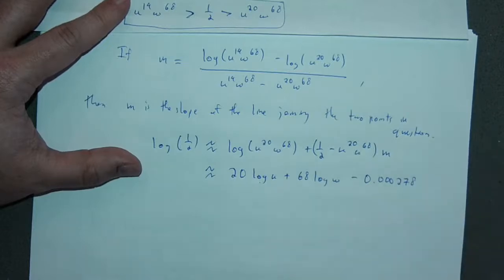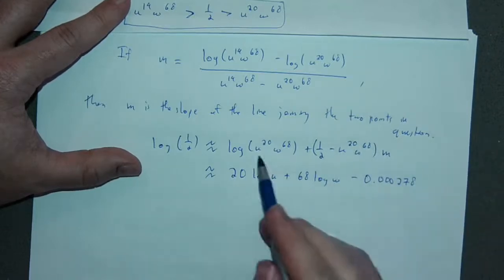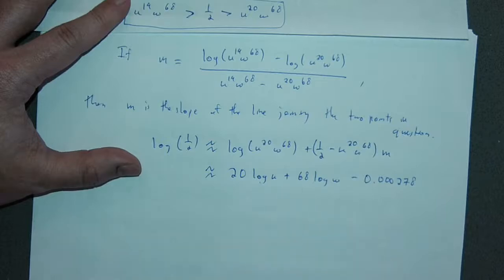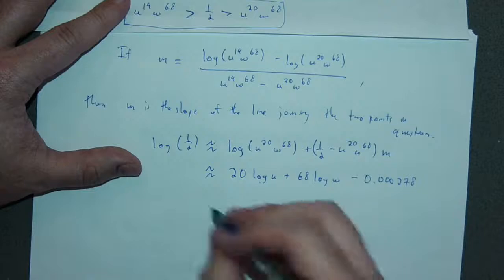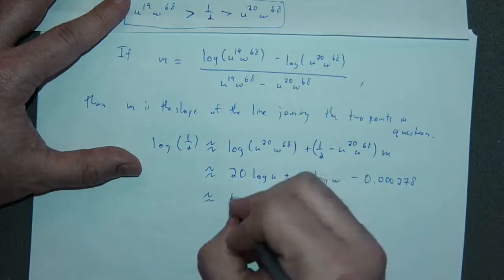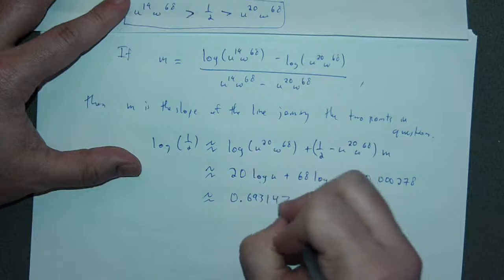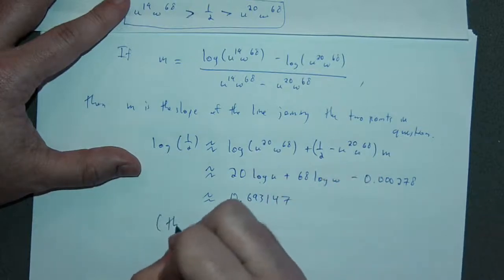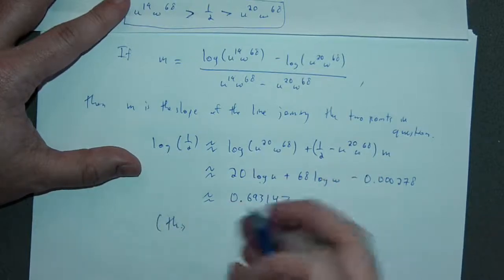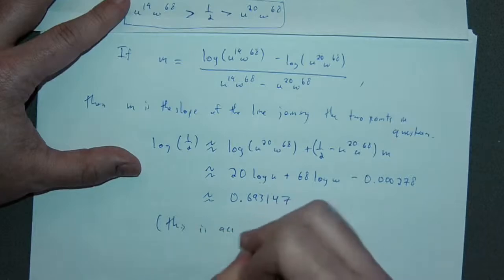0.000278. So Napier's already computed all these quantities. I use log rules here to split this up in this way. Log U and log W are already computed. Going through this entire process, what do I get? 0.693147. It turns out this is accurate to all those decimal places. This is accurate to 6 decimal places.